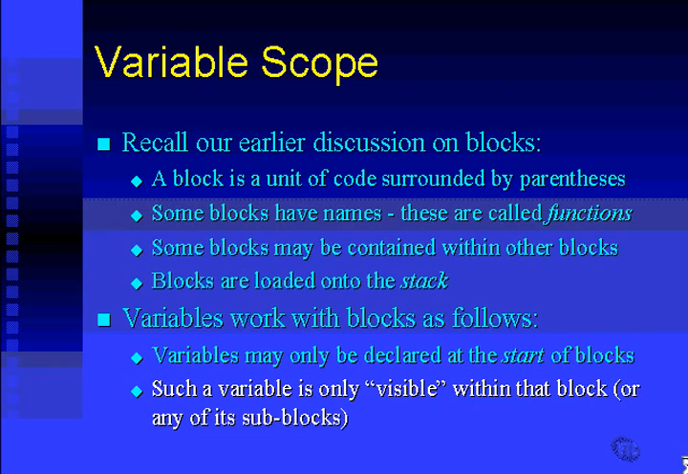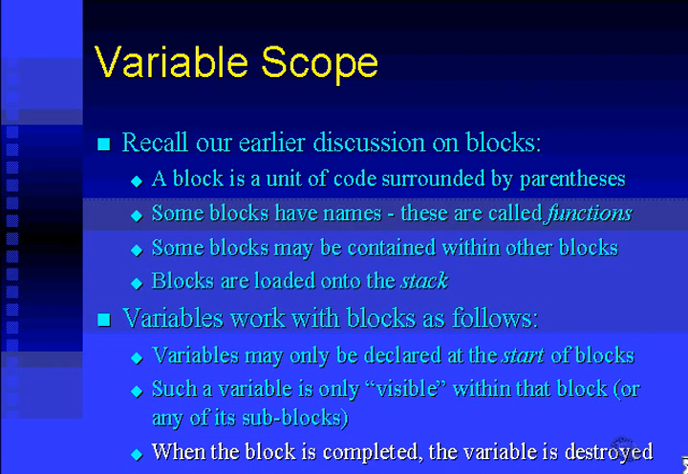Okay, what else? If you declare such a variable, it is only visible, recall our discussion on visibility, only within that block or any of the sub-blocks. Now that's quite an important statement. This is really the definition of variable scope. A variable's scope is only in the block that it is declared in, or if that block happens to be a function, in the function that it is declared in. In other words, you can't access it from any other block. The only time you can ever access it from another block is if that second block is wholly contained within the first block.